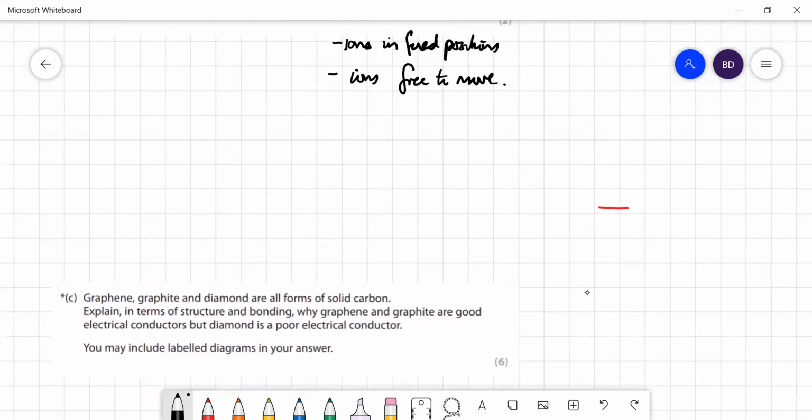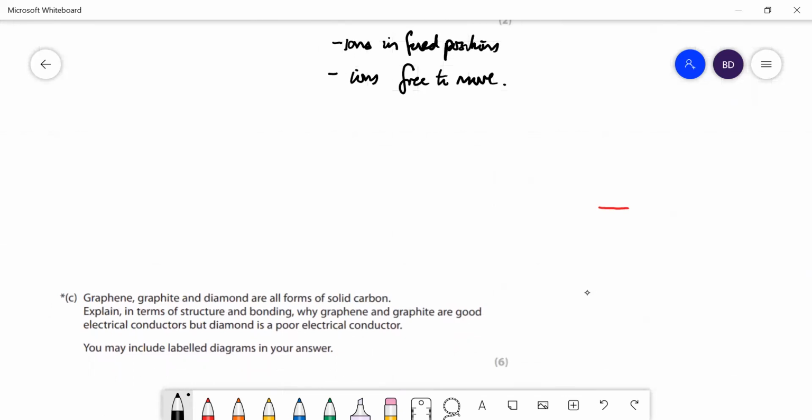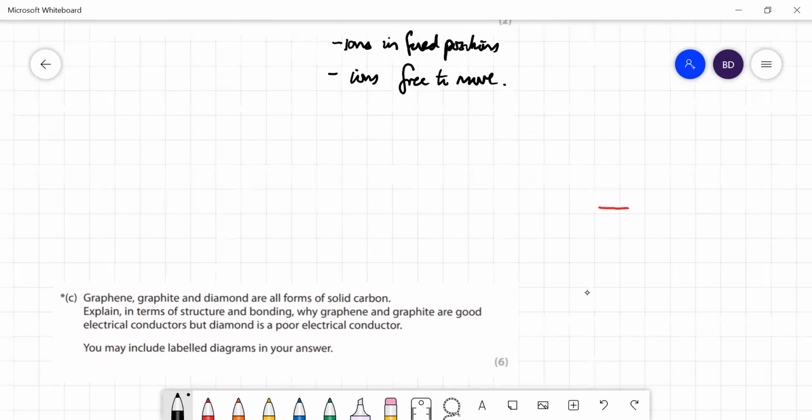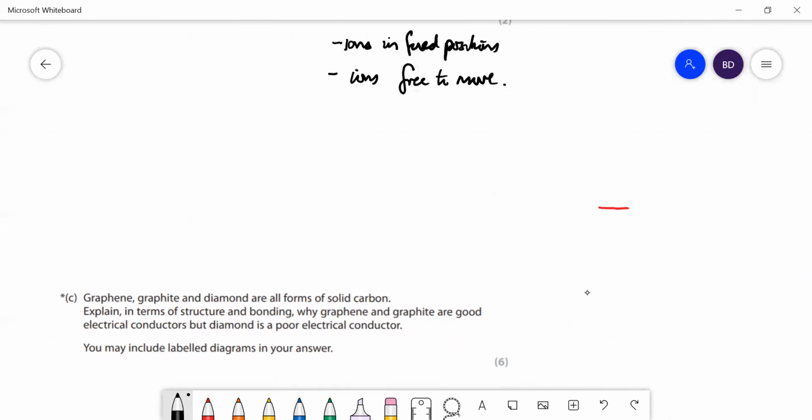Graphene, graphite, and diamond are all forms of solid carbon. Explain in terms of structure and bonding why graphene and graphite are good electrical conductors, but diamond is a poor electrical conductor. This is kind of a GCSE question, really, isn't it?